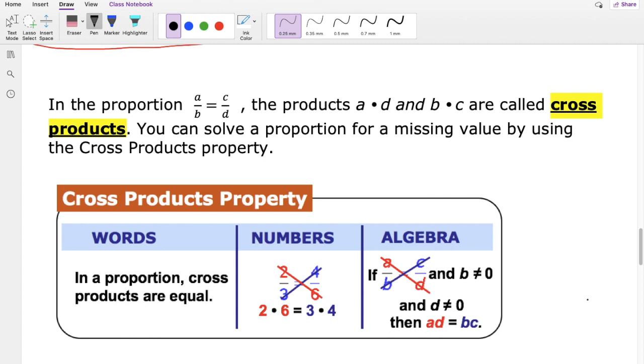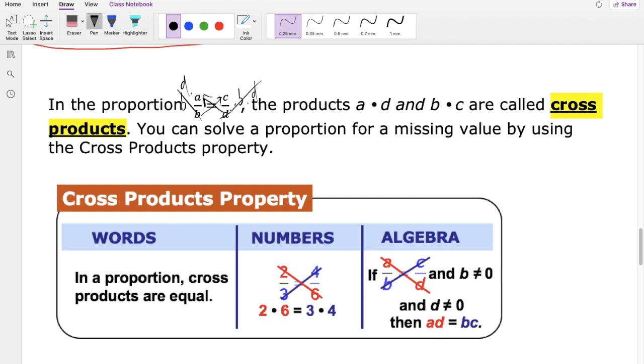So cross products just allows you to almost skip a step of saying, hey, I'm going to start by multiplying both sides by b, and this cancels, and then I'm going to be multiplying both sides by d, and then this cancels. It basically allows you to just say, hey, I'm just going to multiply this d to this a and this b to this c. So that is what cross products is.